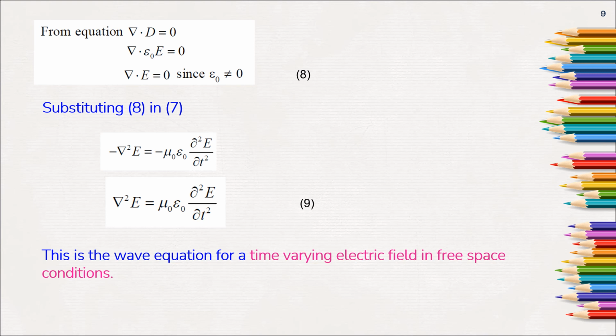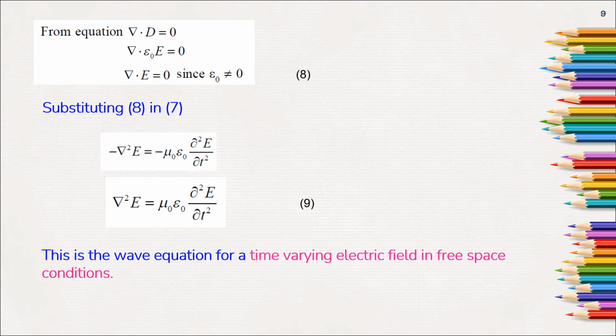Now from equation del dot D is equal to 0, or del dot epsilon E is equal to 0, or del dot E is equal to 0, since epsilon naught is not equal to 0. Now we are going to substitute this equation in equation 7. So what I get? Minus del square E is equal to minus mu naught epsilon naught into dou square E by dou T square. In the same way, del square E is equal to, this minus and minus gets cancelled, you have mu naught epsilon naught into dou square E by dou T square. So this is the wave equation for a time varying electric field in free space.